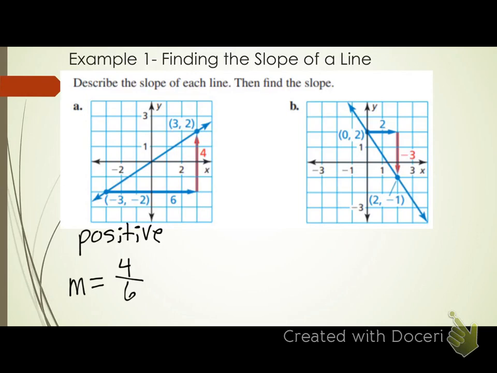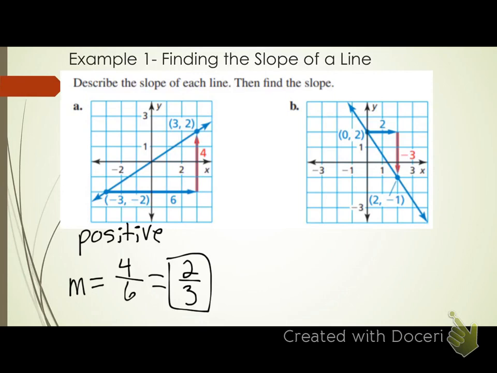Always, always, always reduce your fraction if you're able to. Always simplify. Can 4 over 6 be reduced? Yes. What are 4 and 6 both divisible by? 2. 4 divided by 2 gives me? 2. 6 divided by 2 gives me? 3. So my slope here is positive 2/3.